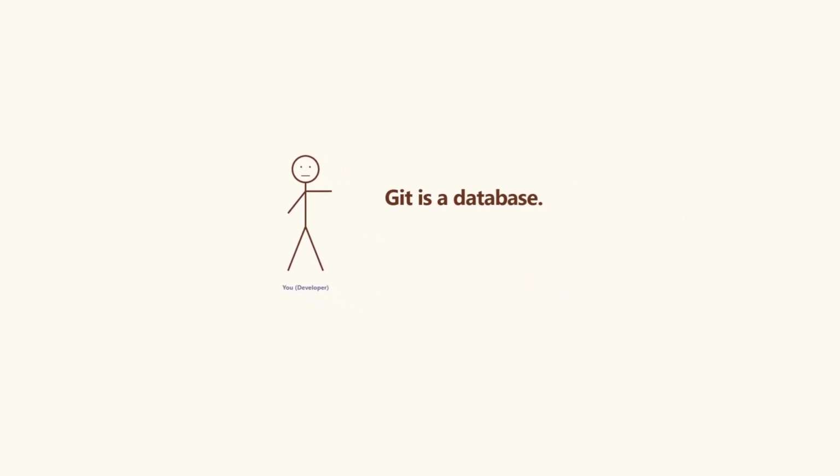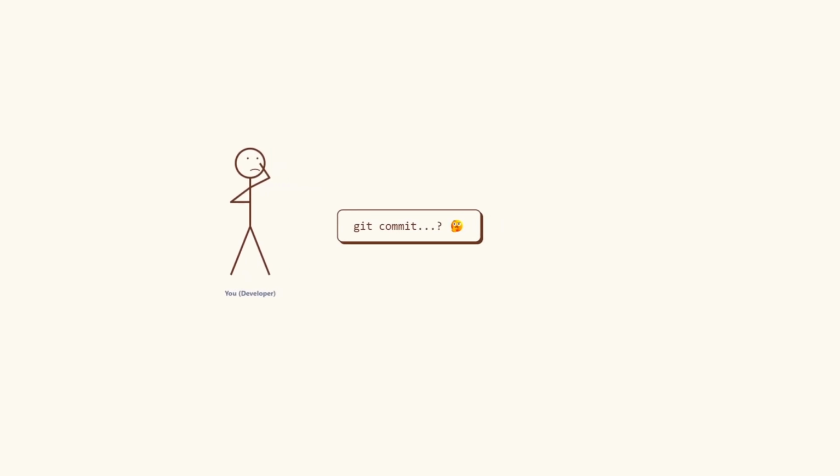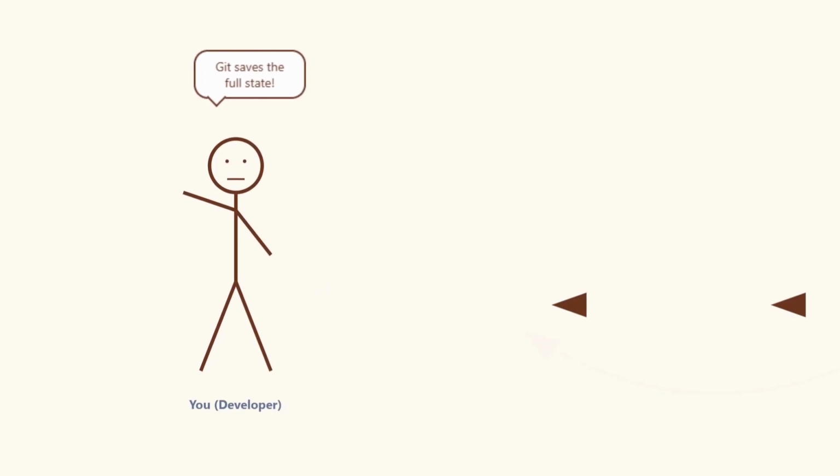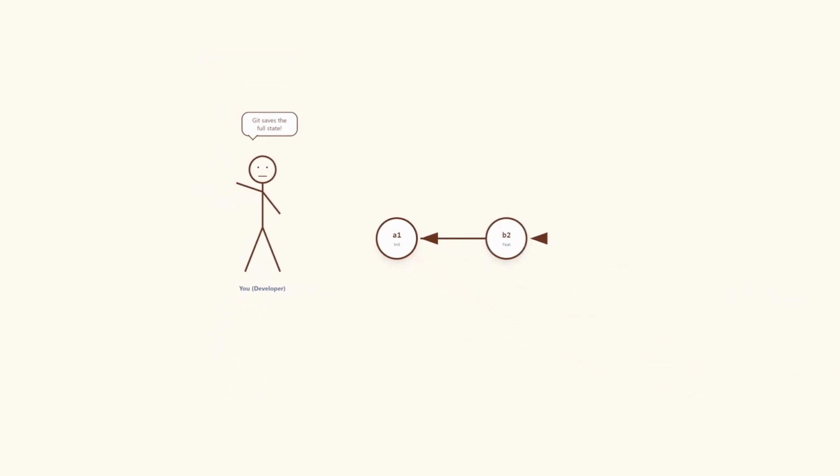Git is a database, and the fundamental unit of that database is the commit. So what is a commit? It's a snapshot, a complete photograph of your entire project at one moment in time. Not the changes you made, the entire state of every file. Each commit contains three things: a pointer to that complete snapshot, metadata about who created it and why, and a pointer to the parent commit. When you make a new commit, Git saves the full state and links it back to where you were.